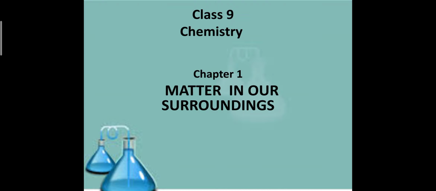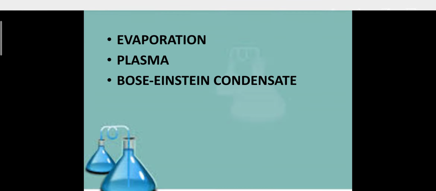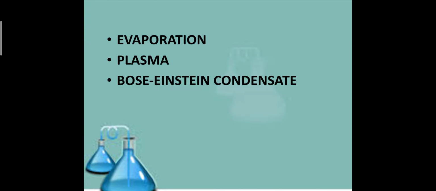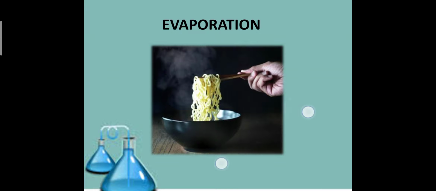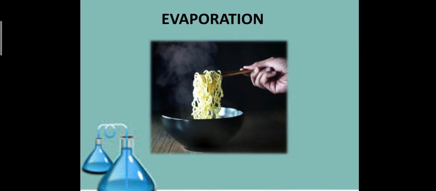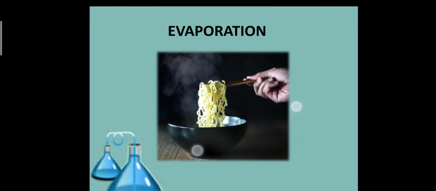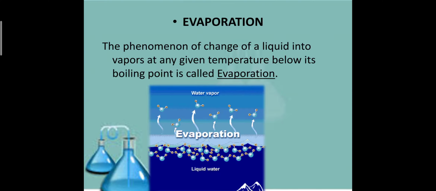Today I am here with our fifth topic from our chapter Matter in Our Surroundings, that is evaporation, and sixth topic, that is plasma and Bose-Einstein Condensate. Coming to evaporation. Now we all know that evaporation is a phenomenon in which a liquid changes itself into water vapor at any given temperature below its boiling point.